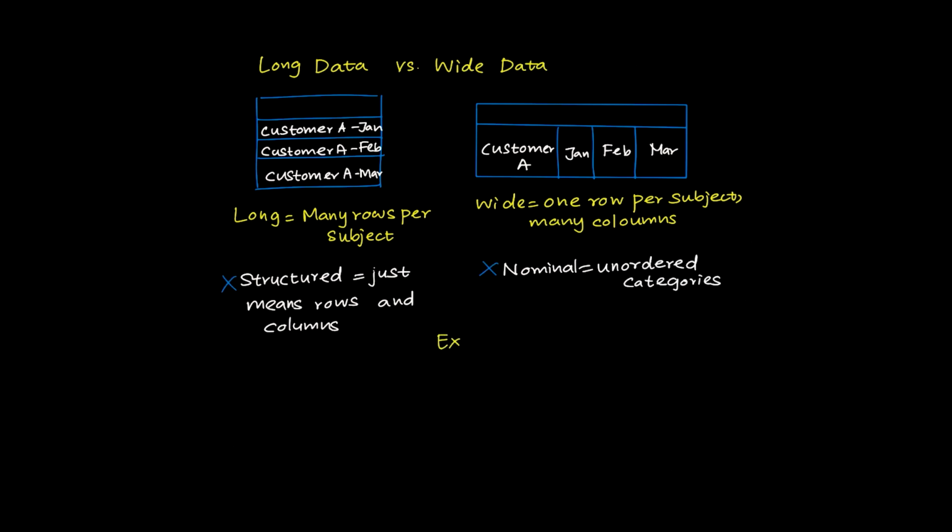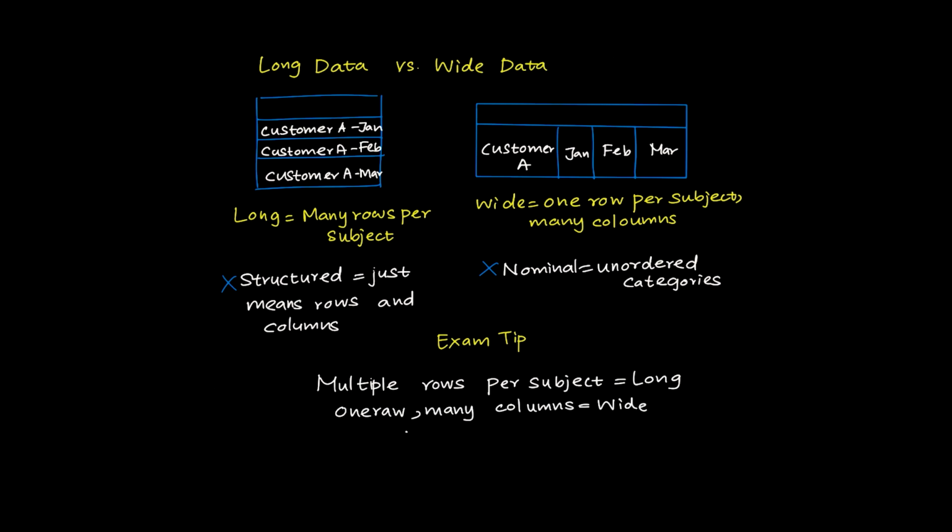Here's a WGU D467 exam tip for you. If the question says each subject has multiple rows, one observation per row, that's long data. If each subject has one row with multiple columns, that's wide data. Quick recall hook: long data equals lots of rows per subject.